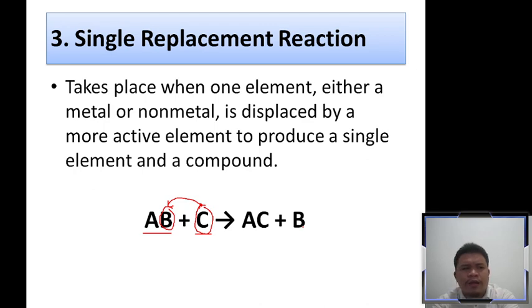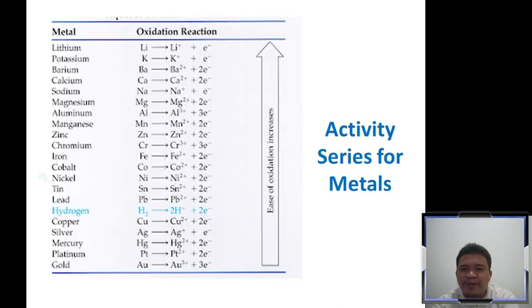But how does that happen, sir? How does single replacement happen? Or how do we know that an element is more active than the other element? So we have to take that into consideration. So we have here an activity series for metals. What is the activity series of metals for? It shows you the list of metals. The activity series of metals will show you which metal is more active than the other.